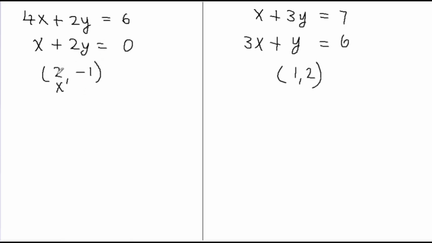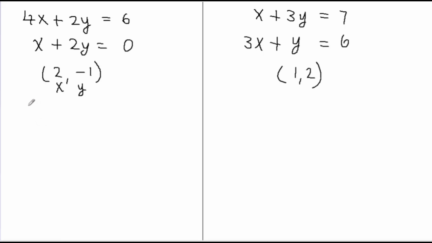This is an ordered pair, so 2 is the x value and -1 is the y value. Now we're going to substitute the value of x and y into both of the equations, and if the pair satisfies both the equations, then it is a solution to the system. So let's plug in the value of x and y into the first equation.